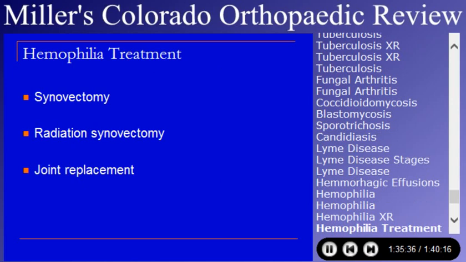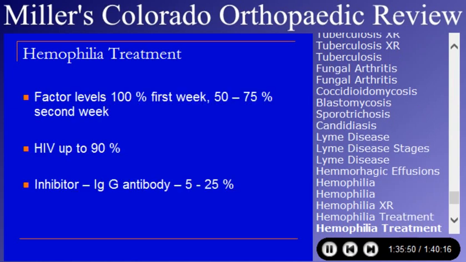Remember that virtually everybody you do a joint replacement on is going to be HIV positive, and think about protecting yourself and your staff even if you don't think they are. The question that gets asked commonly is factor levels. You should have 100% of the factor level the first week and 50 to 75% the second week. Very sadly, up to 90% of these kids are HIV positive. A number of people have an inhibitor, and that may inhibit you from being able to do surgery on them. If you can't control their bleeding, you can't operate on them.